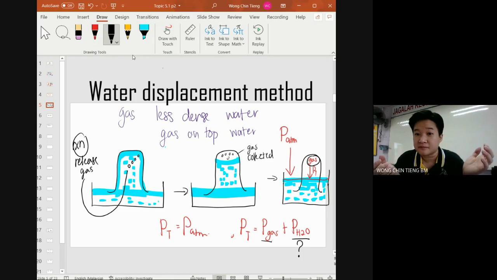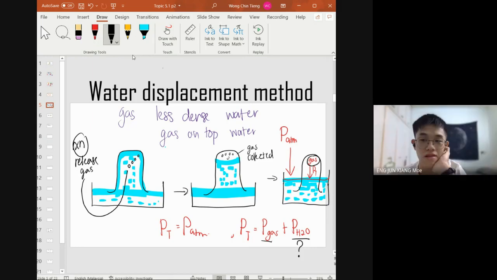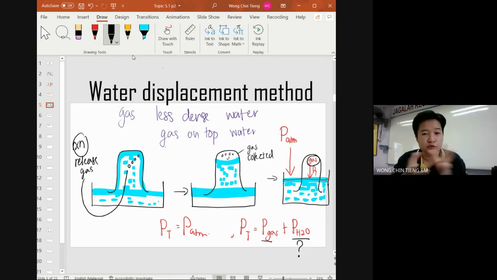Agree, class? Jangan pandang saya semacam. Agree, everybody mengangguk. Okay, so my question quite clear, I think. Is my question clear enough, class? Understood? My question is why there is water. I thought we only collect gas.